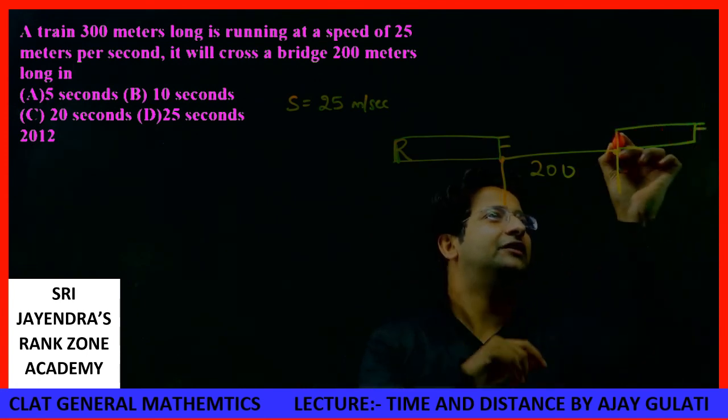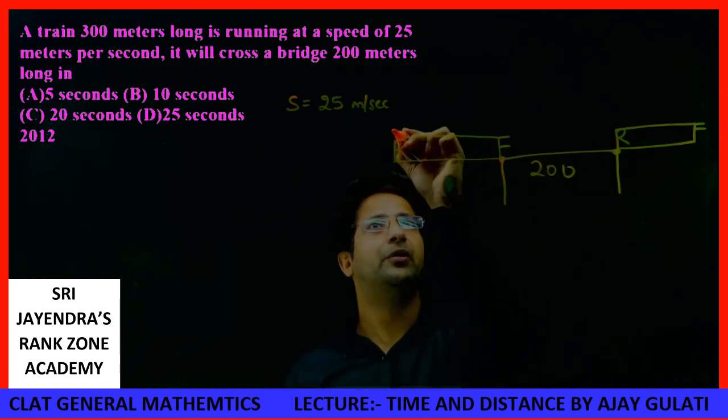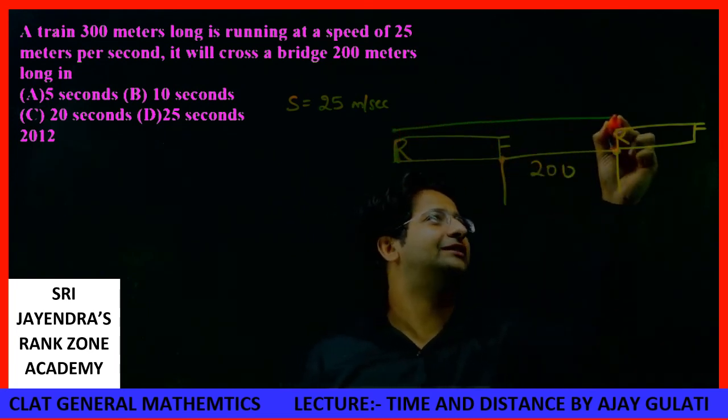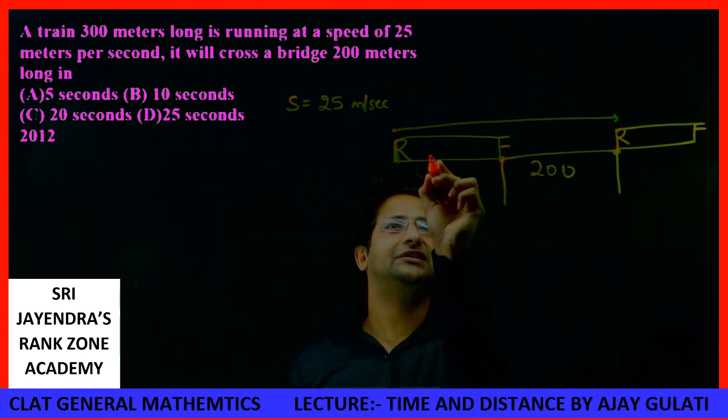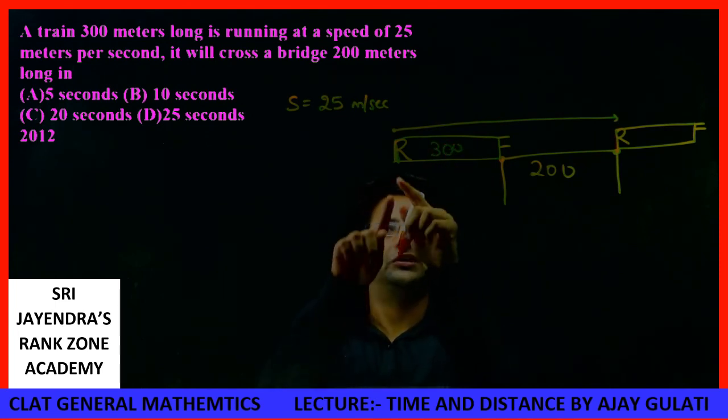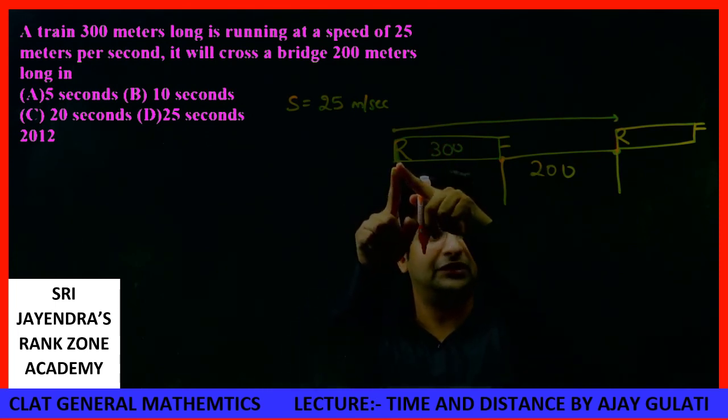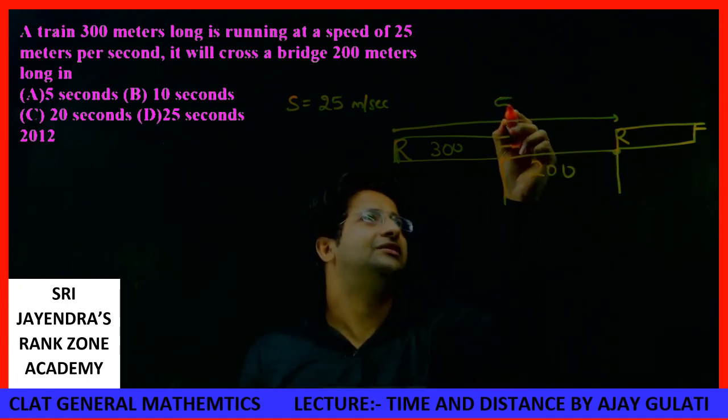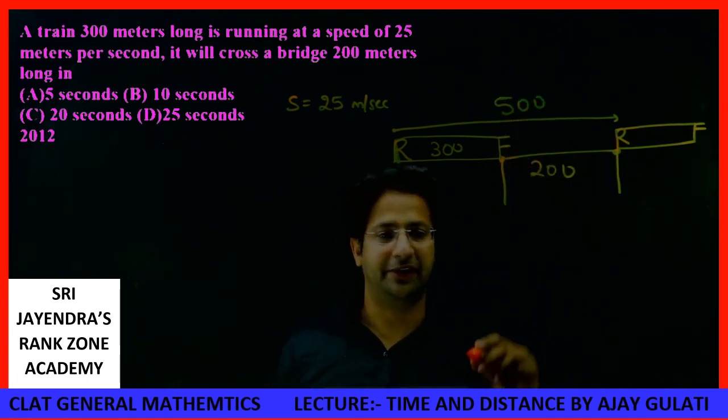This is the front end of the train, this is the rear end of the train. So if I talk particularly about this point, it has reached from here to here. This distance was how much? So this point, rear end, moves how much? 300 plus 200. That is, the distance moved is 500 meter.